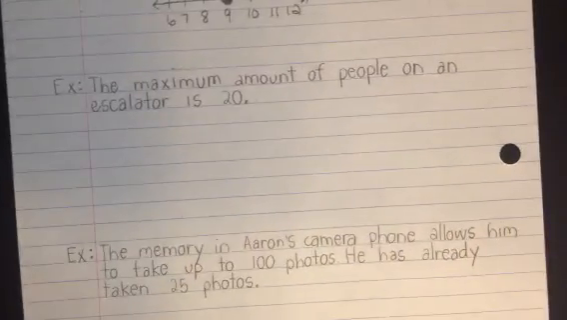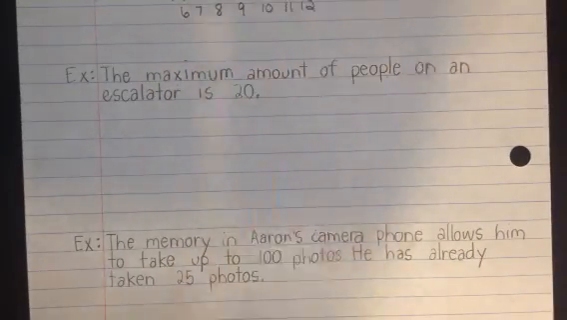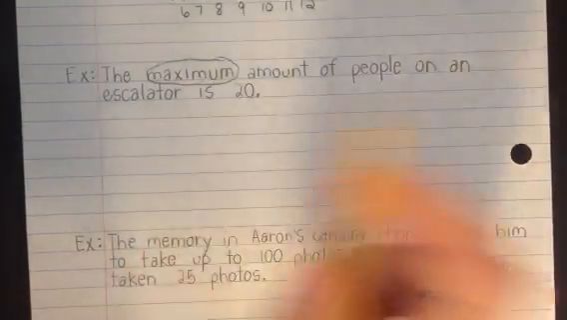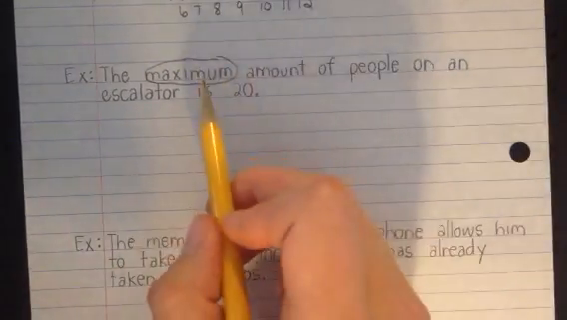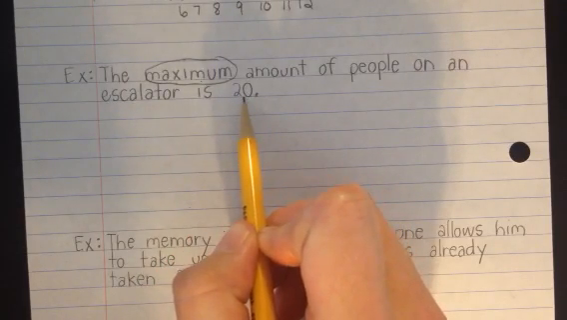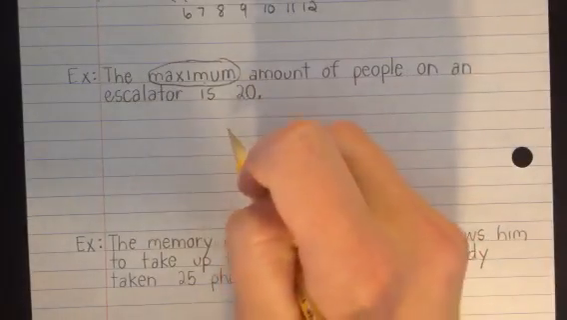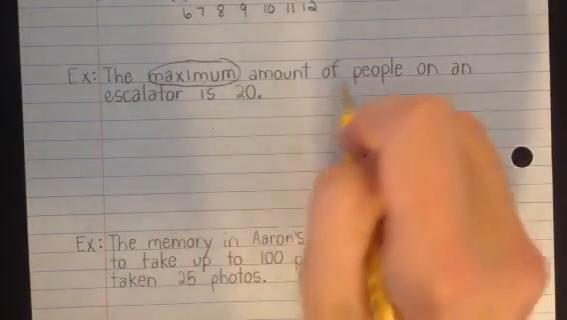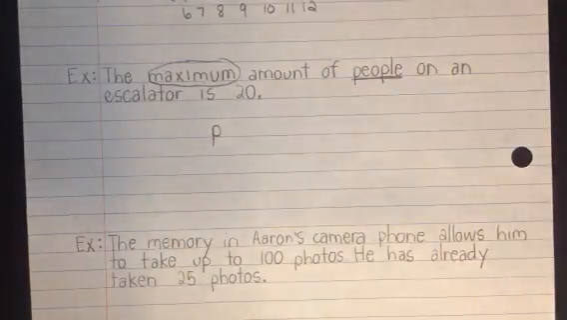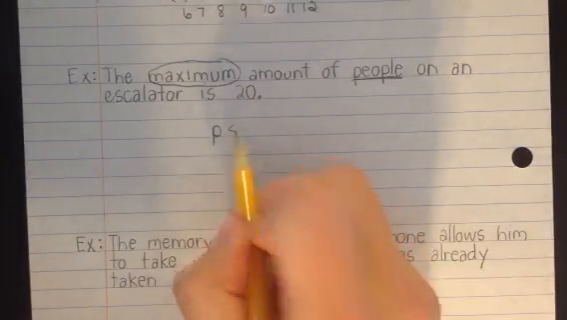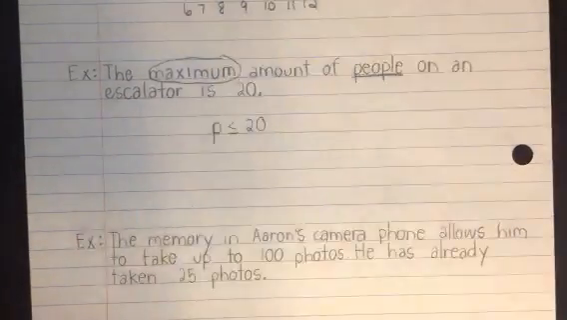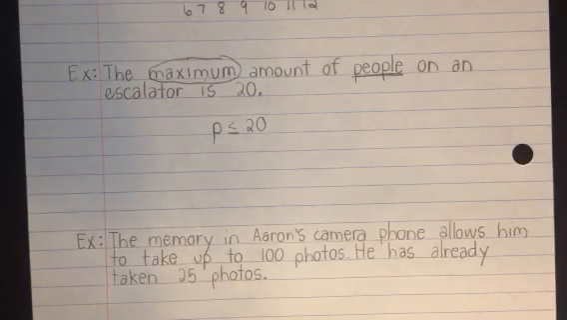Okay, next example. The maximum amount of people on an escalator is 20. So maximum means there can't be any more than 20. There can be 20, but there can't be more than that. So maximum amount of what? We're talking about people, so I'm going to use the letter P. So people has to be less than or equal to 20. We can't have more than 20 people on the escalator.